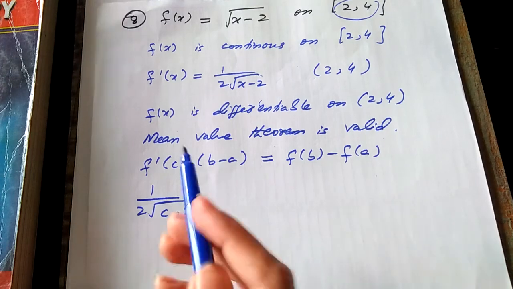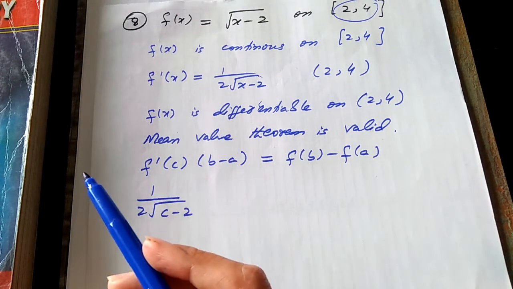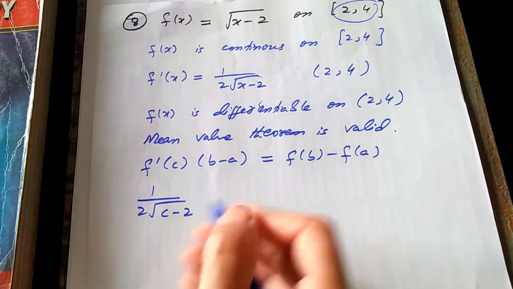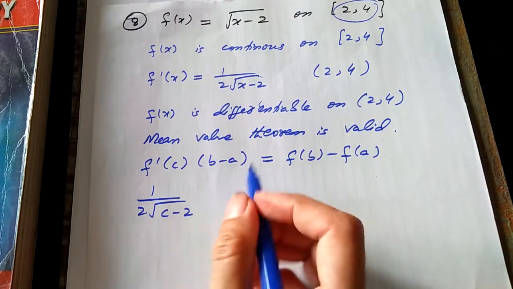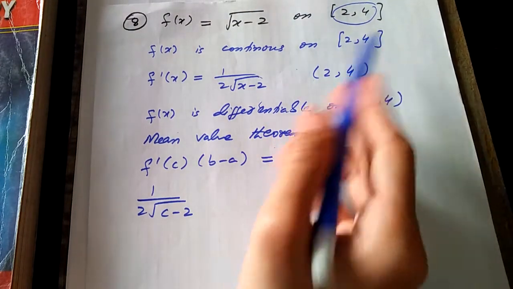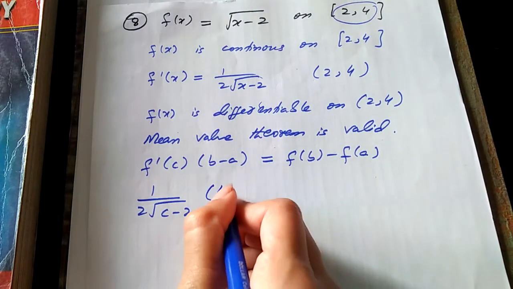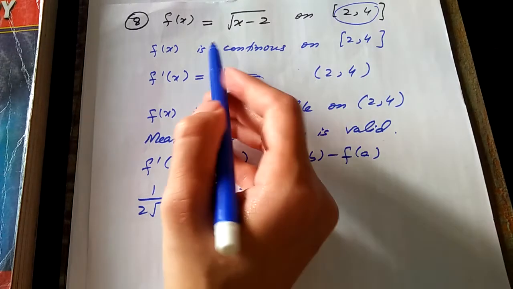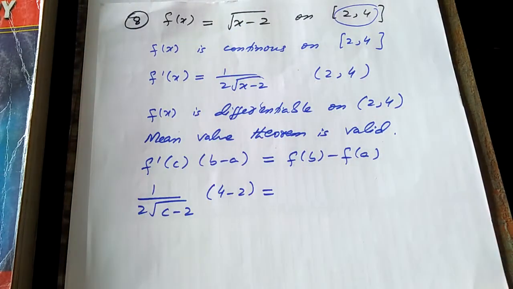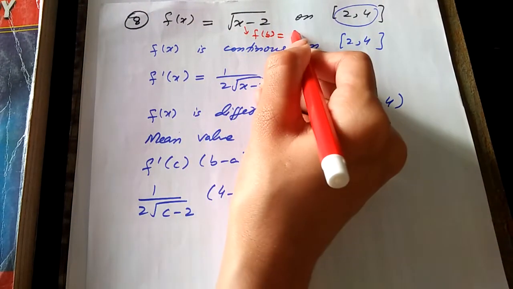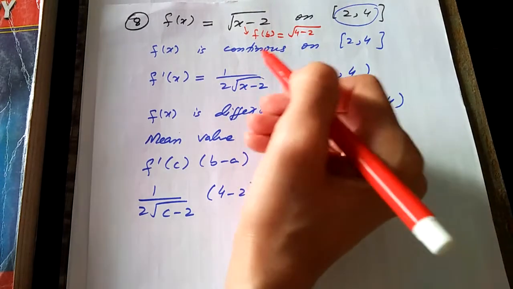I used step-by-step values in the previous question. Now I am directly using the values here. I hope you understand it. Now b minus a, where b is 4 and a is 2, so it will be 4 minus 2 here. F of b. What is your f of x? F of x is square root x minus 2. Here if we use f of b, it will be square root of 4 minus 2.